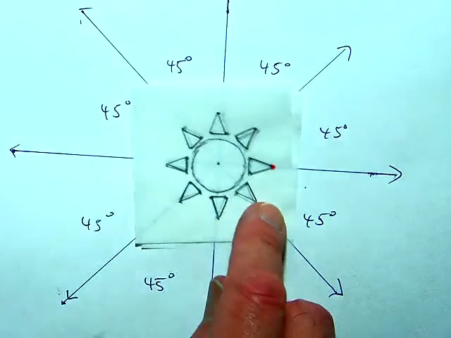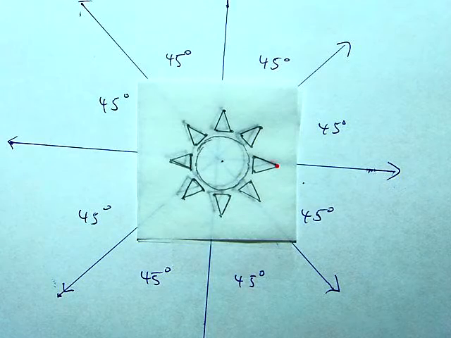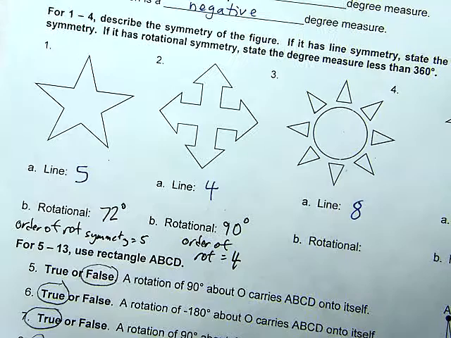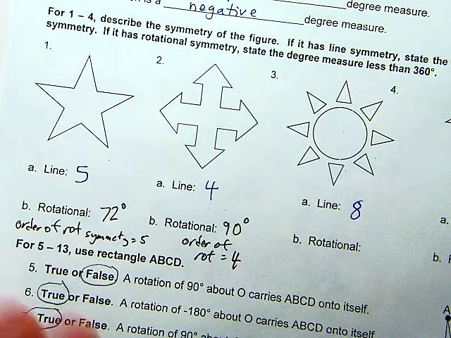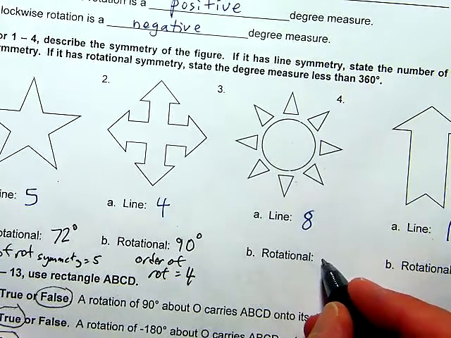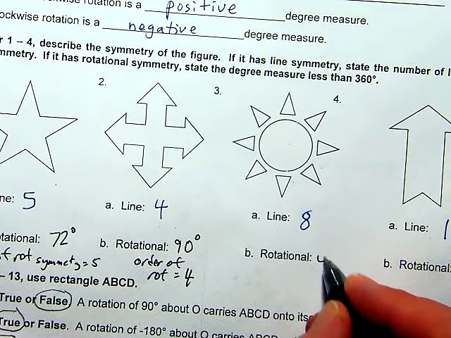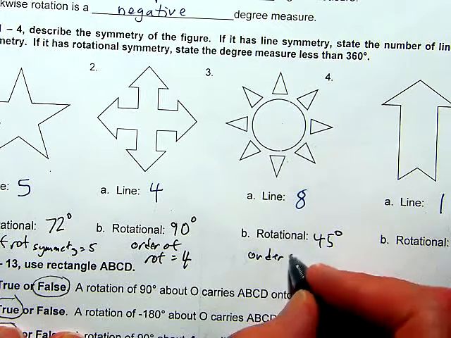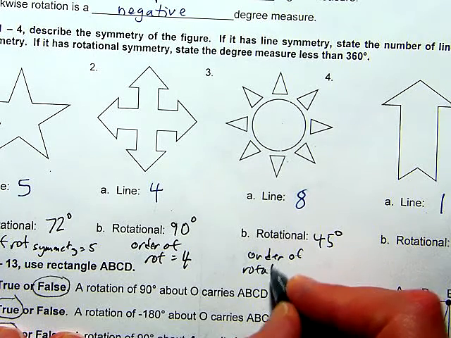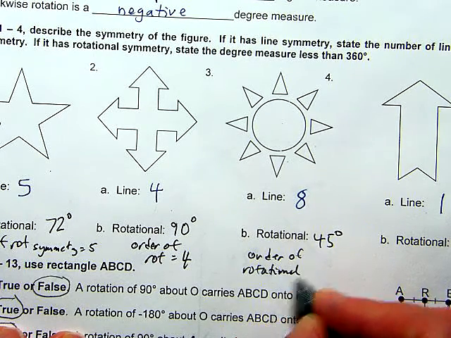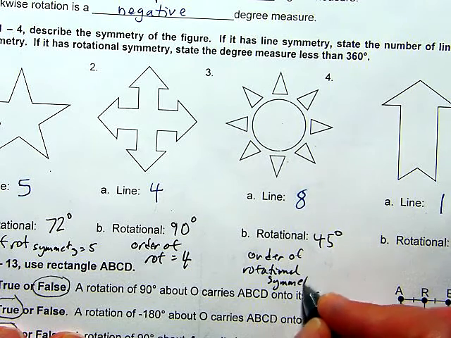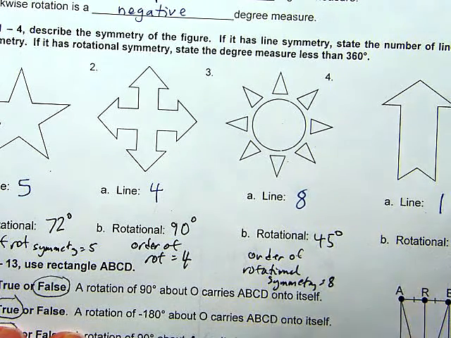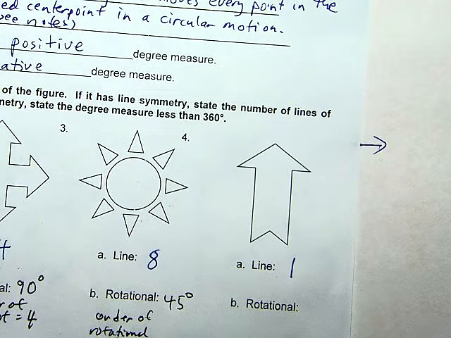Okay, so basically we have a rotational order of symmetry of 8. We said the degree symmetry was 45 degrees, so let's put down 45 degrees, and the order of rotational symmetry is 8. And let's quickly look at the last one, because the last one is kind of easy.